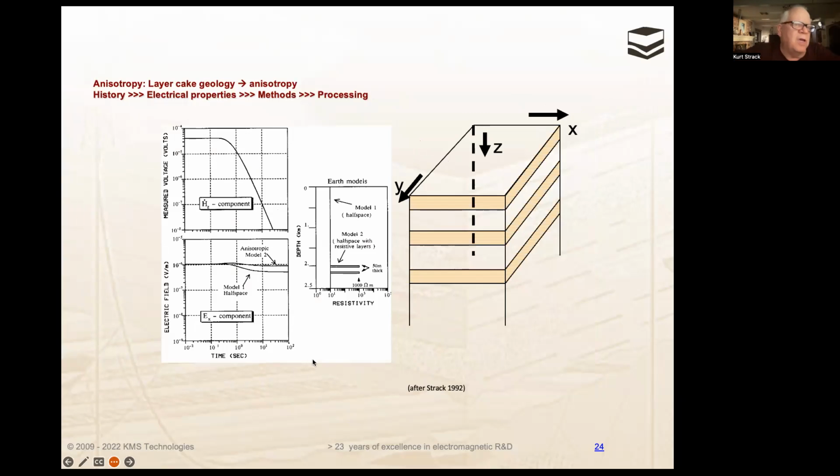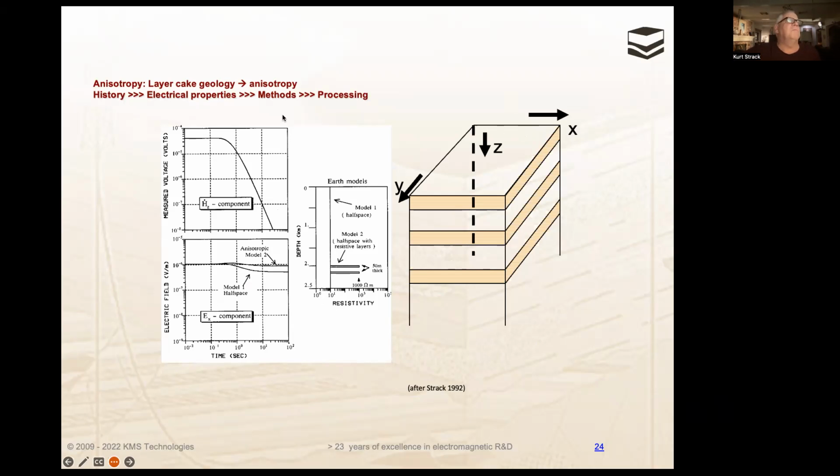We also measure anisotropy from the surface. Here we have a model which consists of a 10-ohmmeter background, and we later will see what ohm is. Ohm is a measurement of the electrical resistivity. And then at 2 kilometers, we've added 2 oil-bearing reservoirs that are high resistive and 50 meters thick. So they are thin reservoirs.